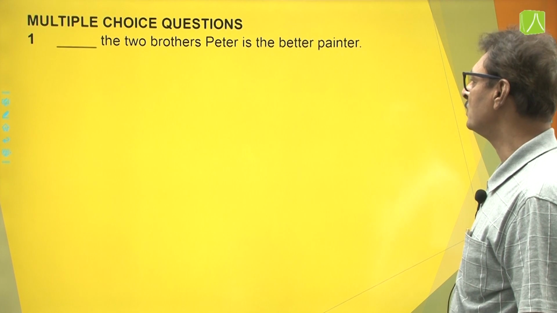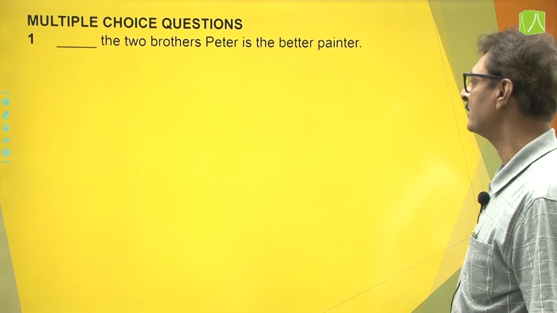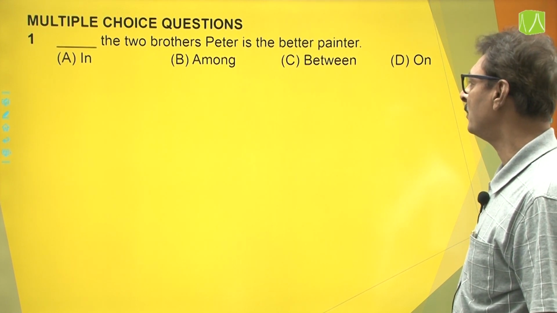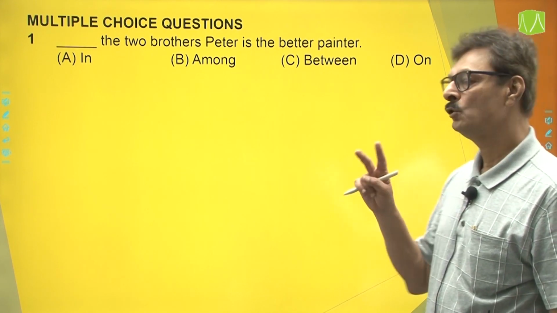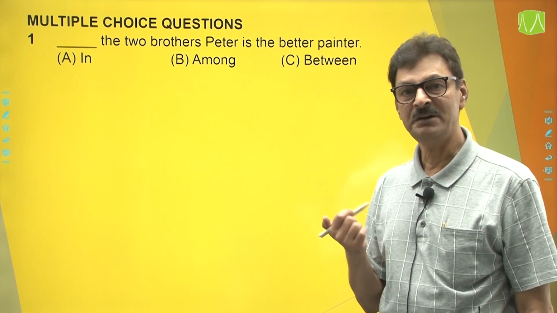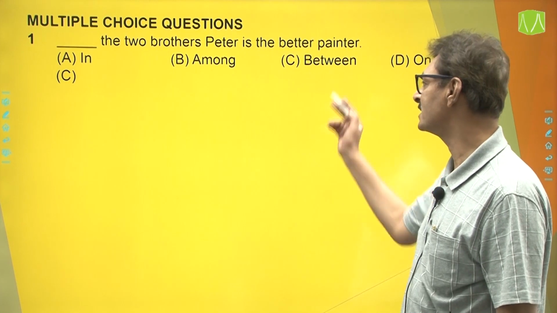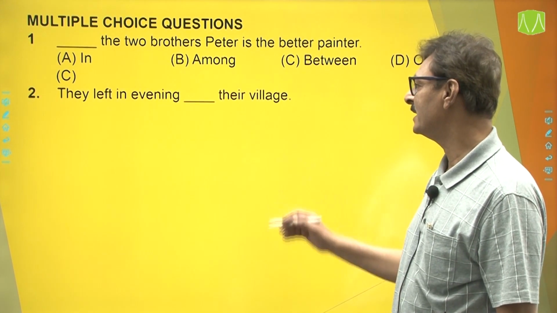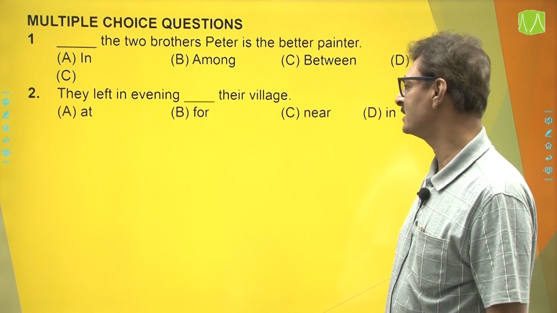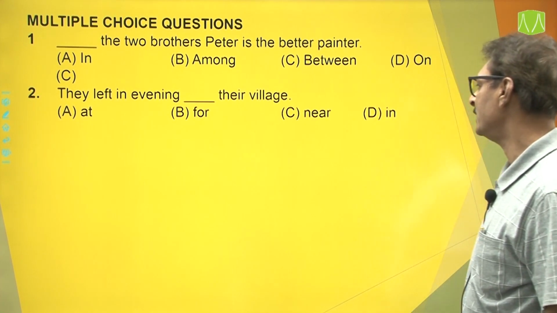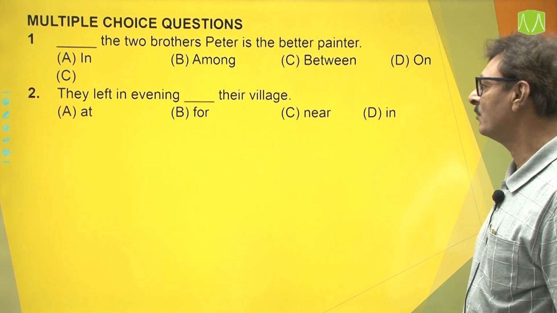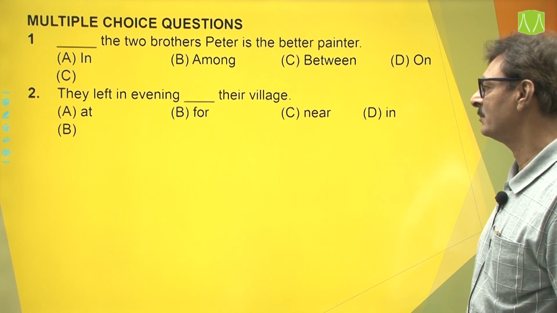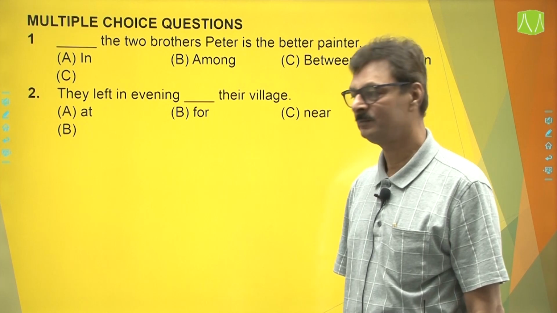First, dash the two brothers. Peter is the better painter. Options: in, among, between and on. दो जन है तो क्या होना चाहिए? Between. Yes. So option number C, between, is the correct answer. Next example. They left in evening dash the village. At, for, near, in. They left in evening for their village. B is the correct answer.